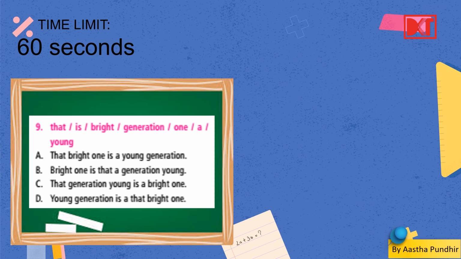Alright, now here we have: that, is, bright, generation, one, are, young. Okay, let's see: that bright one is a young generation. Bright one is that generation young. That generation young is a bright one, or young generation is a that bright one. Here the correct answer is A. That bright one is a young generation.